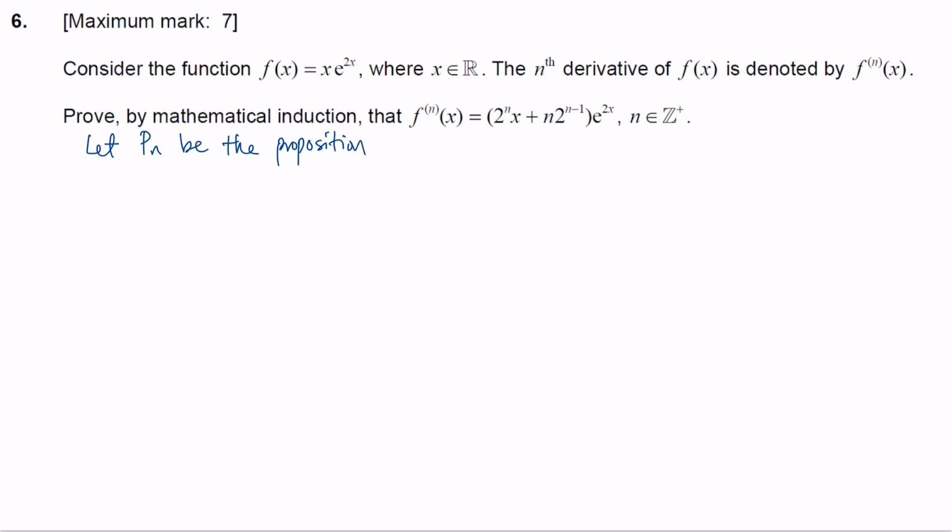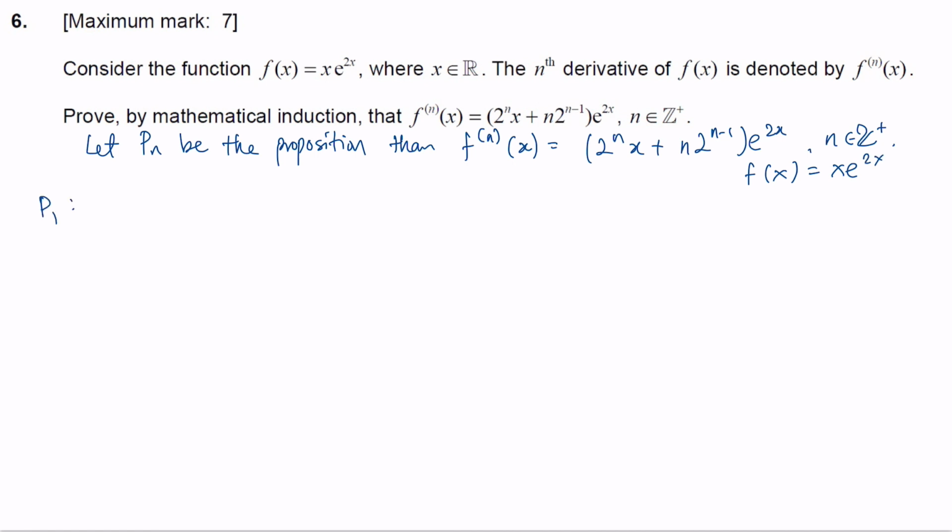that f^(n)(x) is equal to 2 to the power of n x plus n times 2 to the power of n minus 1, e to the power of 2x, for n being an integer, and here f(x) is equal to x e to the power of 2x.